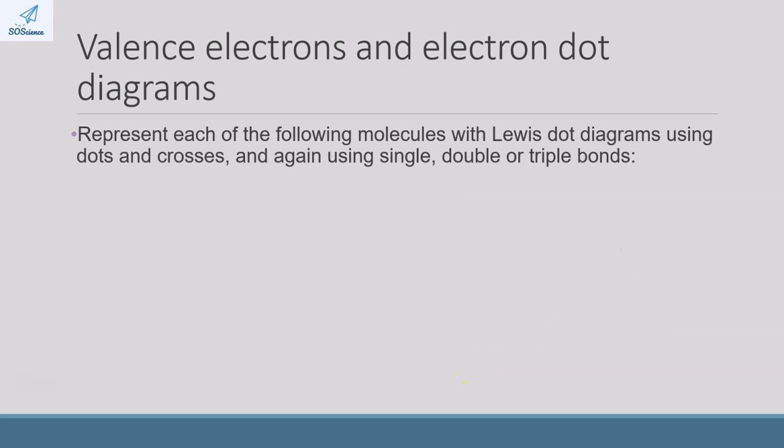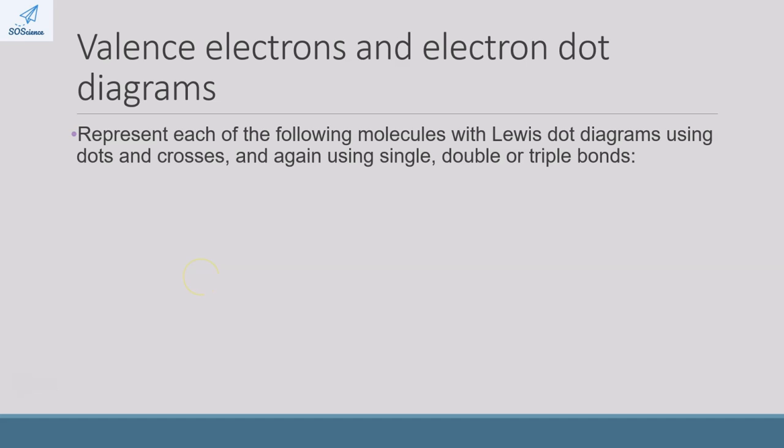What I'd like you to do next is to practice drawing Lewis dot diagrams for covalently bonded molecules. It is tricky and it requires practice. There are no shortcuts here. I would like you to firstly represent each bond using dots and crosses, and then again using lines for single, double, and triple bonds. Try the exercise on your own before you look at the answers.